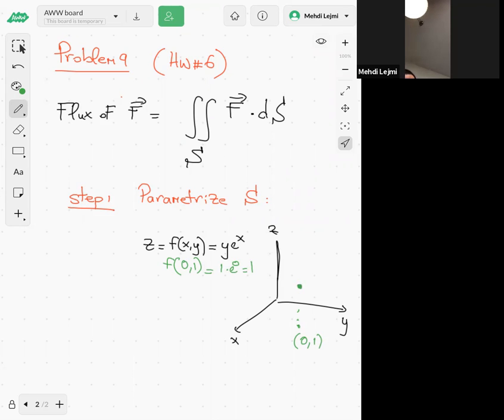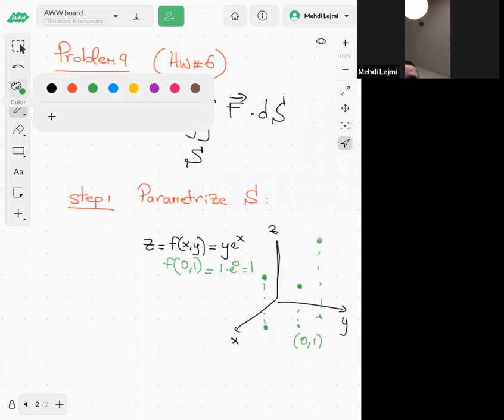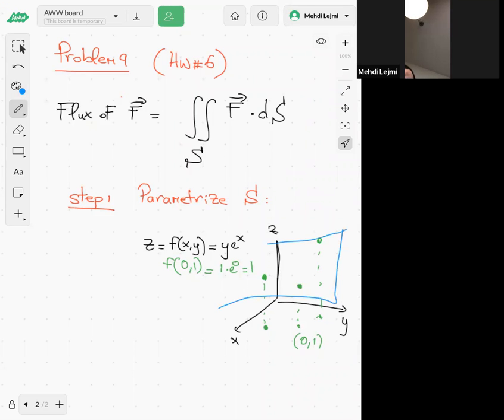So for each point in the XY plane, you associate its image, and so you obtain sort of a twisted plane. This set of the images will be your surface S.